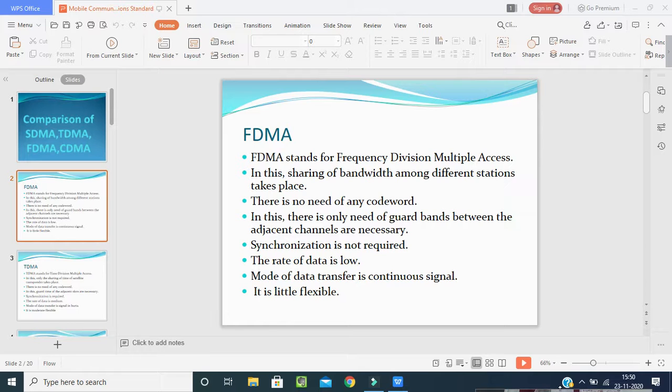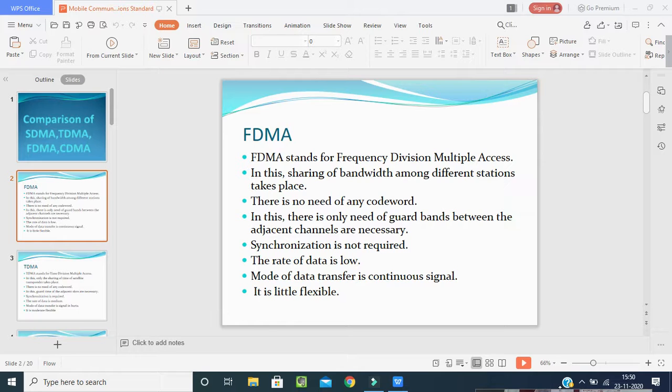In the last class, you may have learned with the help of the pictures. Also, I have shown you how the division of multiple access takes place by frequency. Now there is no need of any code word for this. In FDMA, only guard bands between the adjacent channels are necessary. What channels are adjacent to each other? For that, the guard bands are important for protecting the network.